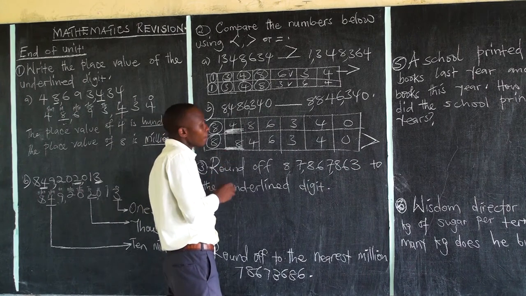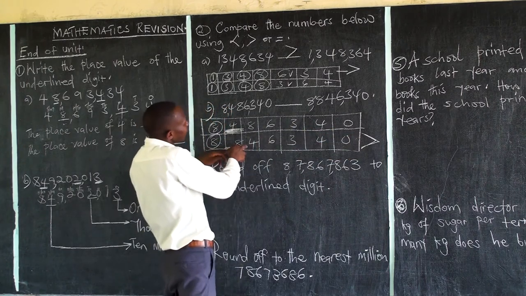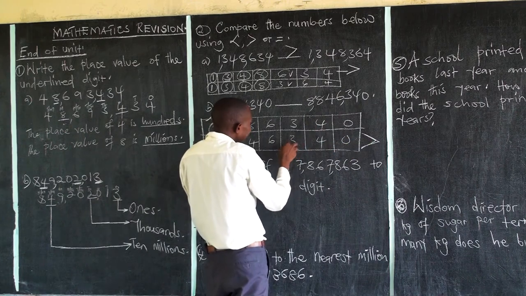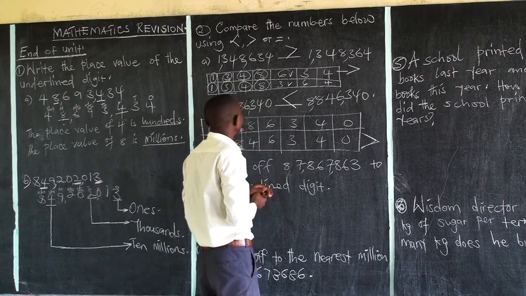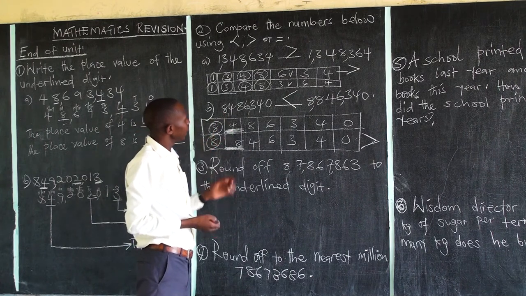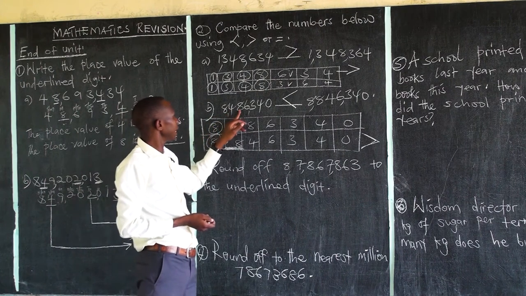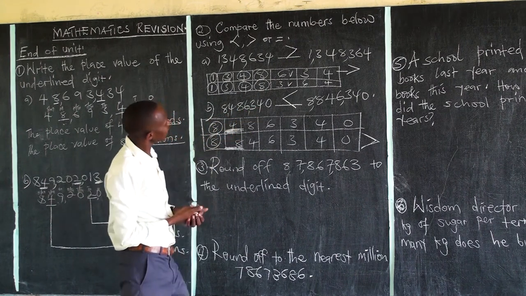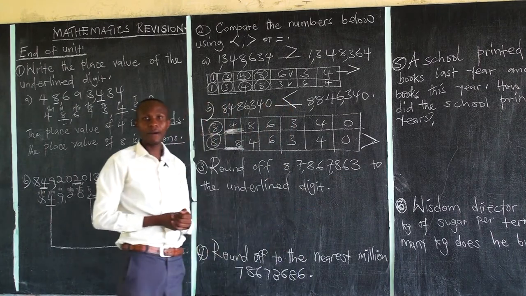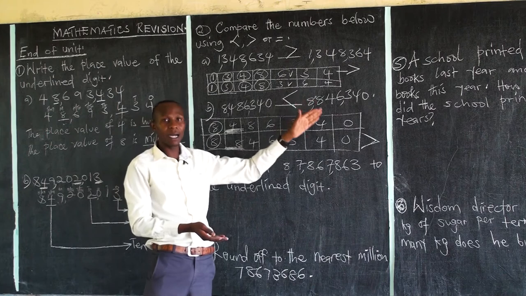This is what I will do, because this is bigger than this. So this mouth will have to face, it has to go and face this number. And where is this number? Is it this one or this one? You realize that it is this one. So we are going to face our mouth on this number here, this second number. We shall open the mouth to the second number. So we shall say this number is less than this number. When you are reading this, we say 8,486,340 is less than 8,846,340. Okay? So this one is less. Always this mouth will be open to the big number. So the big number is the second number, that's why we have opened our mouth to the second number.